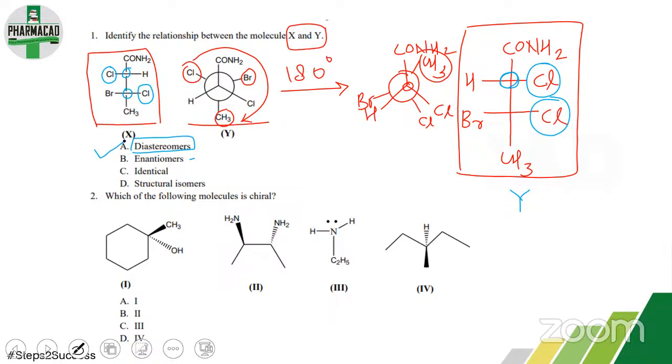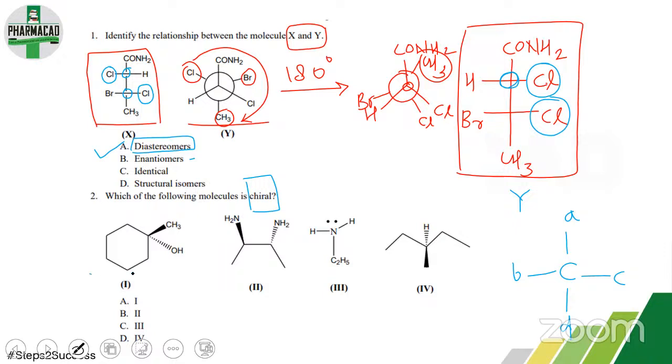The second MCQ is, which of the following molecule is chiral? Now, how we can identify whether the compound is chiral or not? So for that, first we have to identify whether that compound is having asymmetric carbon or not. So how we can identify what is asymmetric carbon? So the carbon which is with four different atoms or groups. If it is with four different atoms or groups, then only we can call it as asymmetric carbon. And whenever we are having that carbon in our compound, that compound becomes chiral molecule.